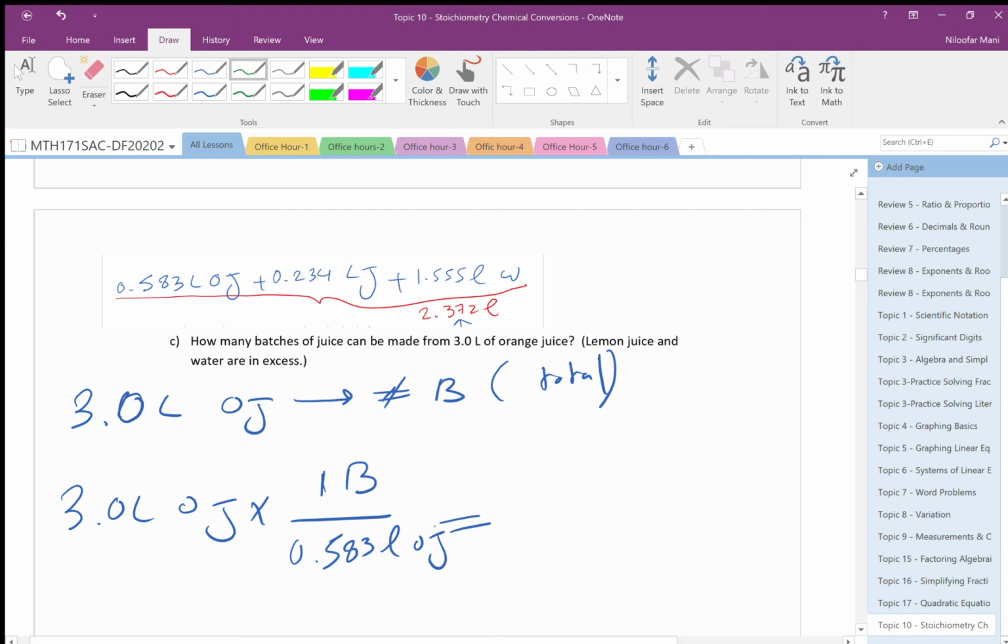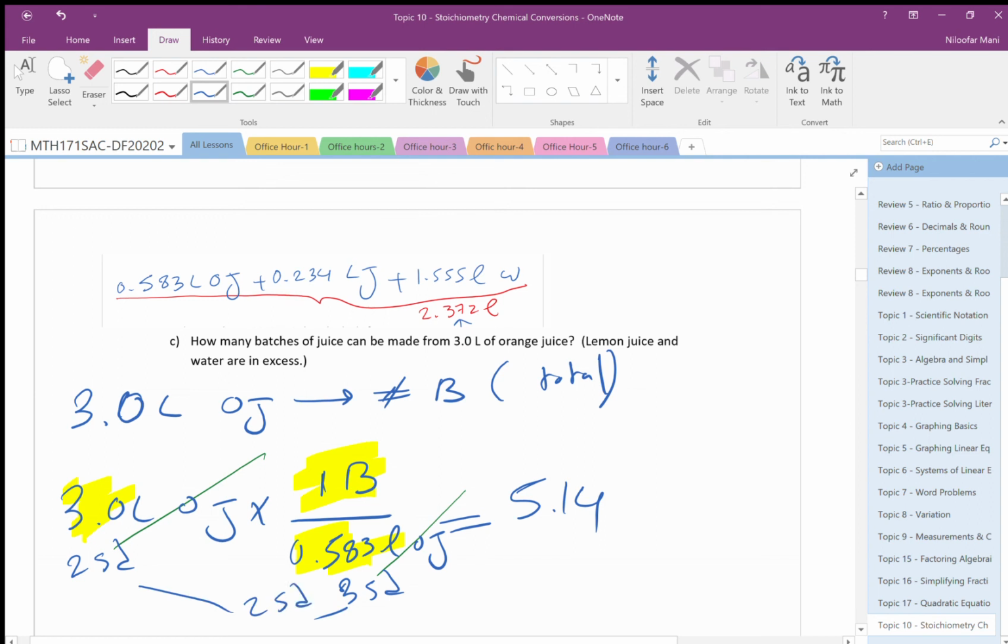So here I can cancel lemon, liter of orange juice, liter of orange juice. I have how many batches? This one and this one, and then it is 3 divided by 0.583. Okay, so it is 5.14, and because you have 3 significant digits, you can round to 2 significant digits, so it is almost 5.1 batches. Okay, so yes, 5.1 of batch, because it says how many.